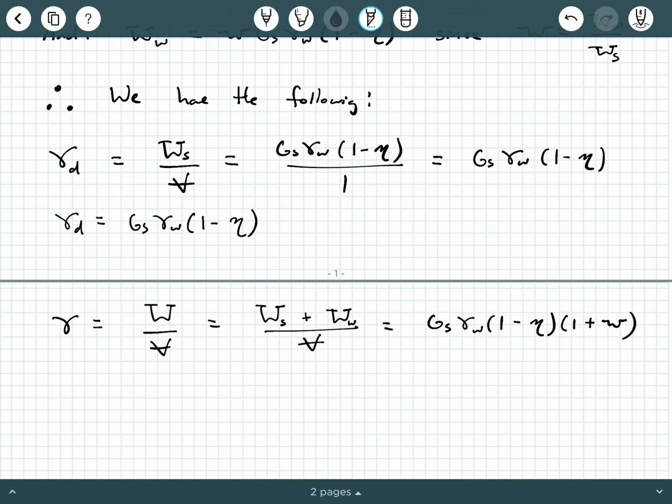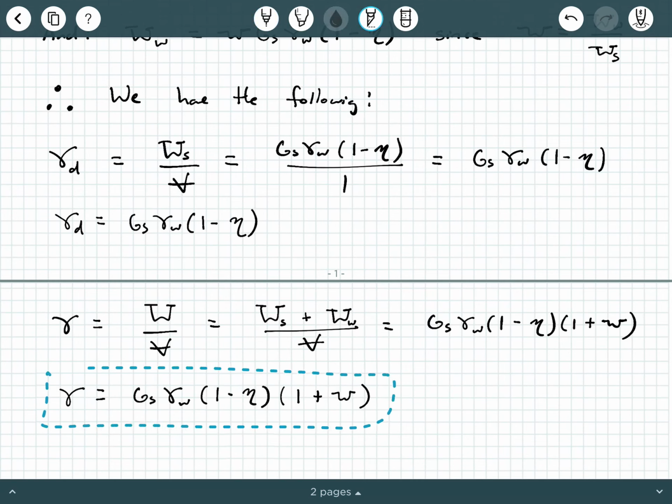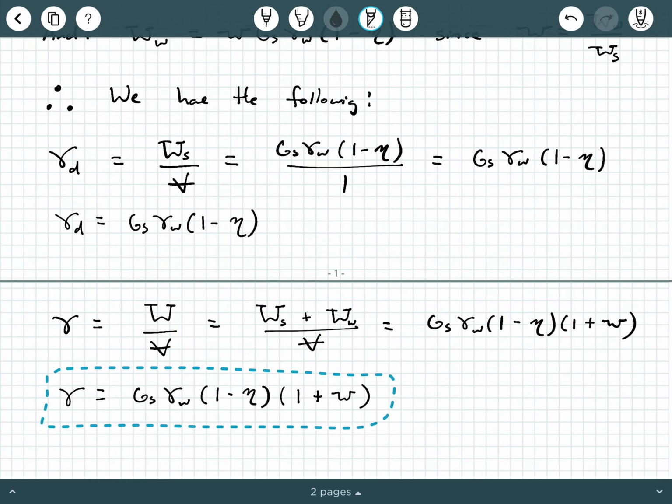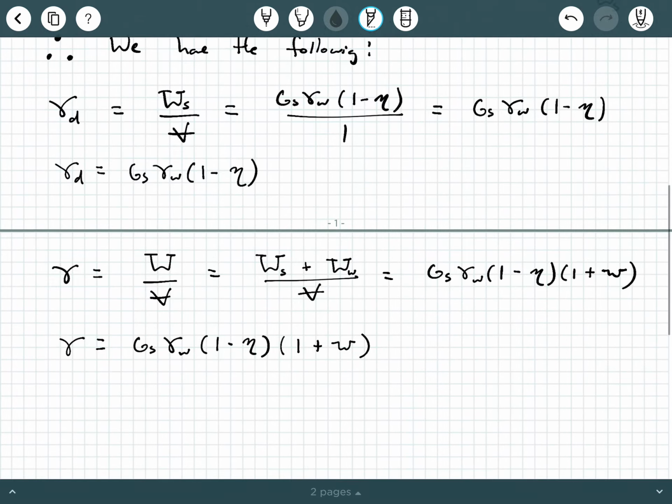Now, I didn't show all my algebra steps here, but there are a few algebra steps embedded into this step. So again, maybe take it upon yourself and convince yourself that that is true. That could be a good quiz or midterm exam question. So gamma equals G sub S gamma water times 1 minus porosity times 1 plus moisture content. Okay, again, a good little midterm exam question could be to show the algebra that derives this equation, okay?